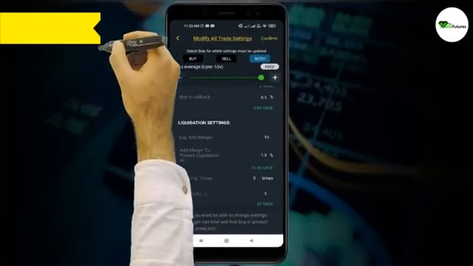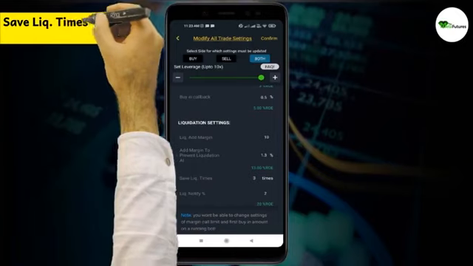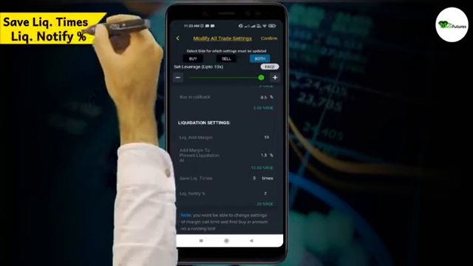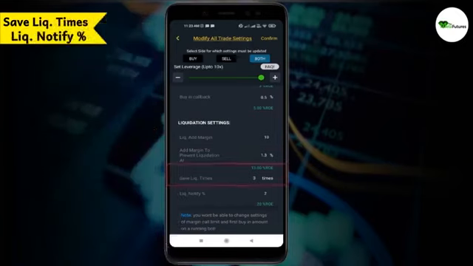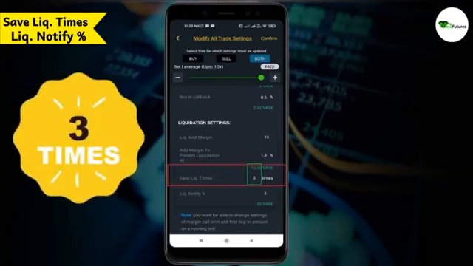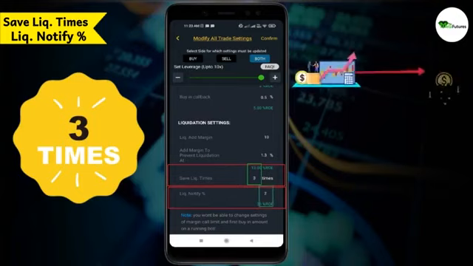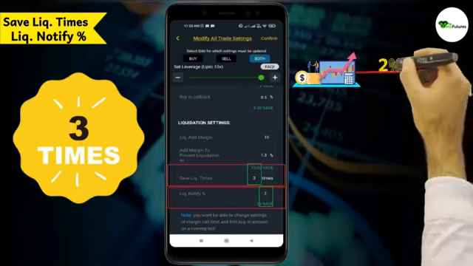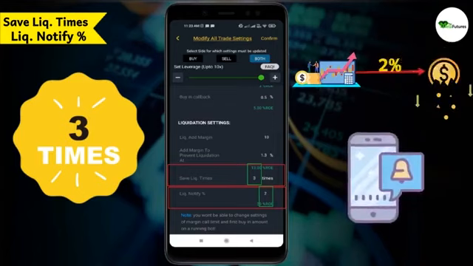Next is save liquidation times and liquidation notify percentage. Save liquidation times is the number of times you want the bot to add liquidation margin automatically. As I have entered 3 times in save liquidation times, the bot will add the liquidation margin amount 3 times. Next is the liquidation notify percentage. In it, I have entered a 2% value. When the margin between the current price and liquidation price remains 2%, the bot will send a notification on your phone.